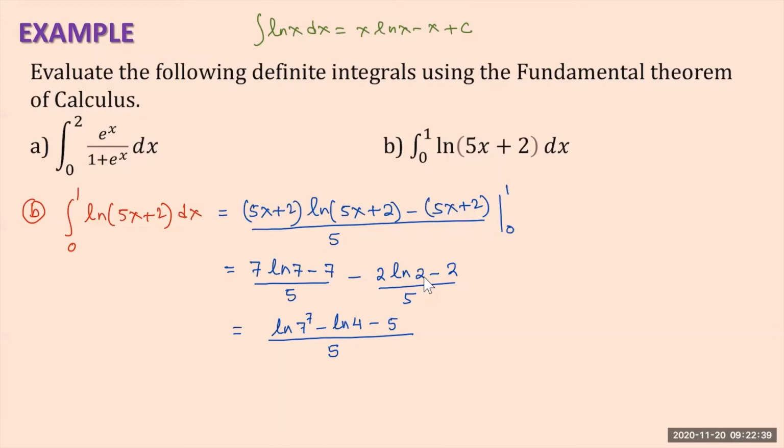If we simplify this using a calculator, because we cannot simplify this anymore to get a nicer expression, all we do is get the decimal approximation of this value, which is equal to 1.4470. So that is the value of the definite integral given here in part B.